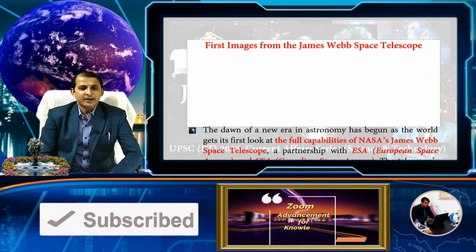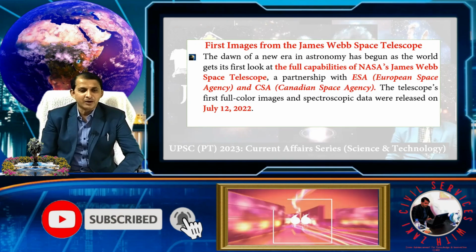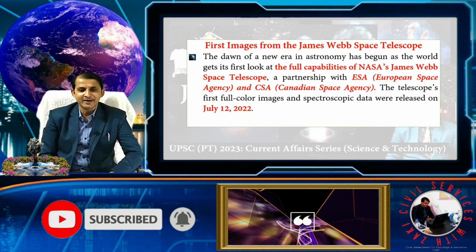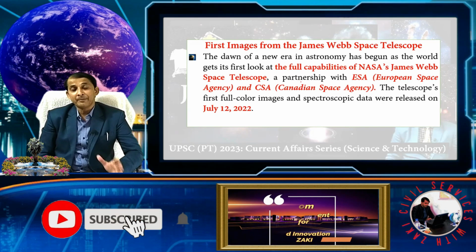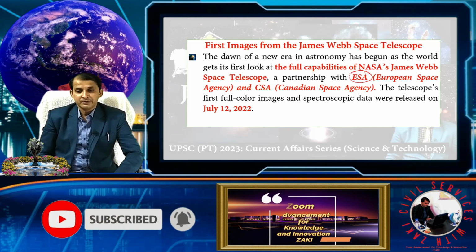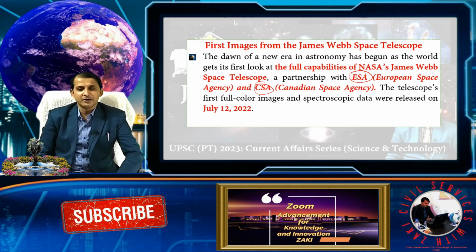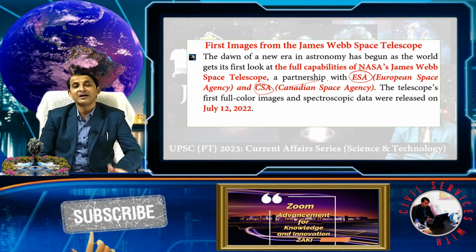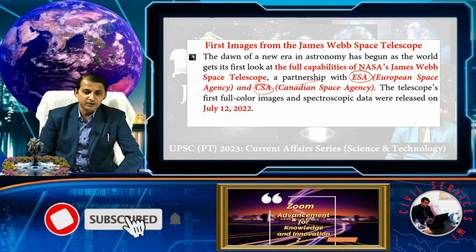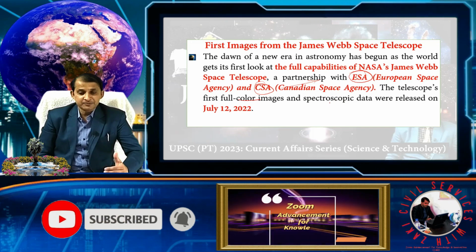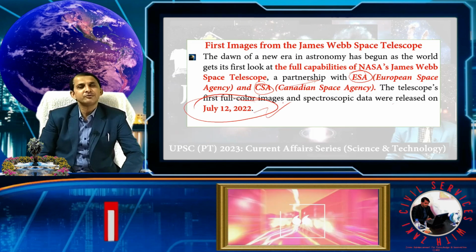See here, the dawn of a new era in astronomy has begun as the world gets its first look at the full capability of NASA's James Webb Space Telescope, in partnership with the ESA, the European Space Agency, and the CSA, the Canadian Space Agency. So these two space agencies are partners in the James Webb Space Telescope. The telescope's first full-color image and spectroscopic data were released on 12th July 2022.